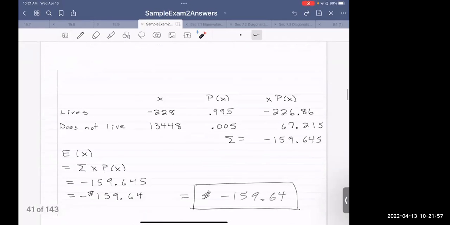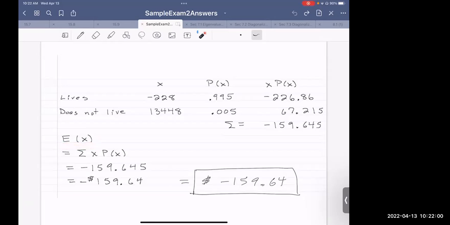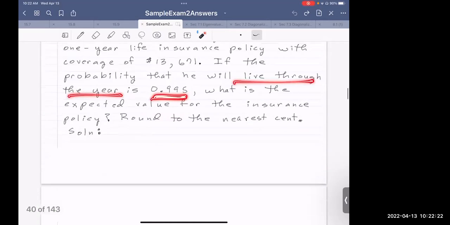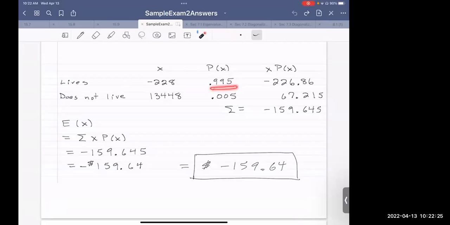Okay, so I want to find the expected value. So let us set up a probability table to determine this. We have that there is a 0.995 probability that he will live throughout the year. Therefore, there is a 0.005 probability that he does not live throughout the year.